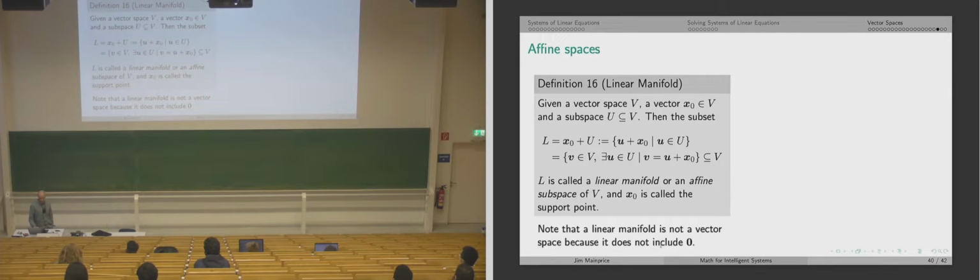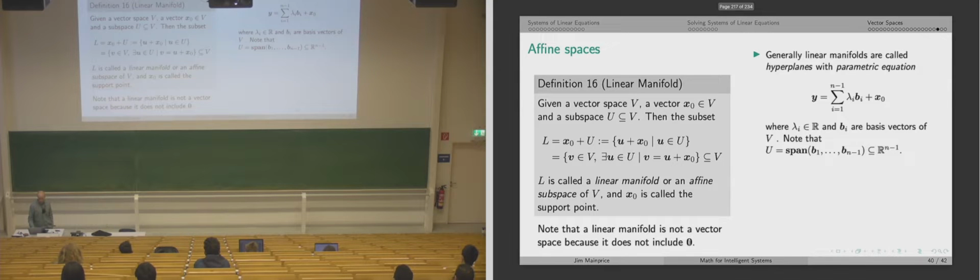These are not vector spaces. They are some kind of offset of a vector space. The reason they're not vector spaces is because they don't include 0, the neutral element. These affine spaces are also called hyperplanes, and this is the parametric equation.